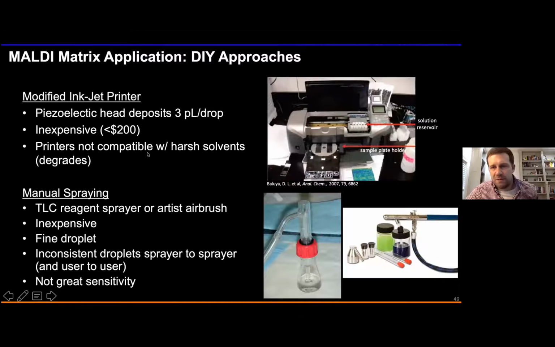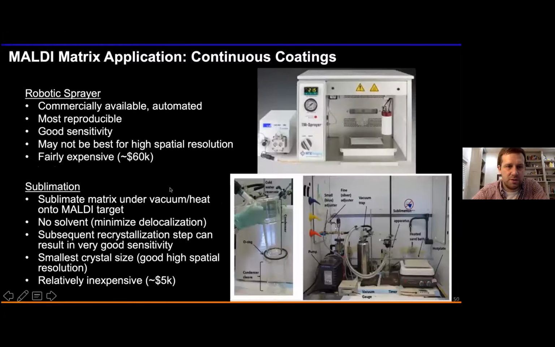There are other types of technologies as well. You could use a modified inkjet printer to apply a MALDI matrix. You can use a manual spraying approach using an artist's paintbrush or a TLC sprayer. These are relatively inexpensive DIY approaches, maybe less than $200 to make these modifications and apply matrix. But probably the two most common forms of matrix application in the field are sublimation and robotic spraying technologies.